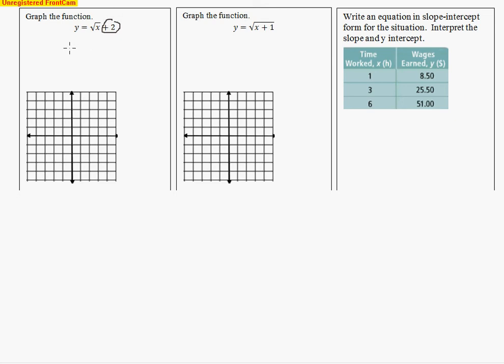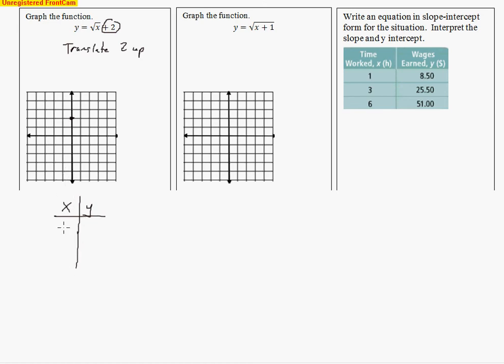That tells me that it's going to translate 2 spaces up. And so it's going to start right here, and then it's going to make that regular radical graph of the square root of x. And if you're not sure, then you can just go ahead and plug in some numbers and make a table. And so the table is going to look fairly consistent each time.